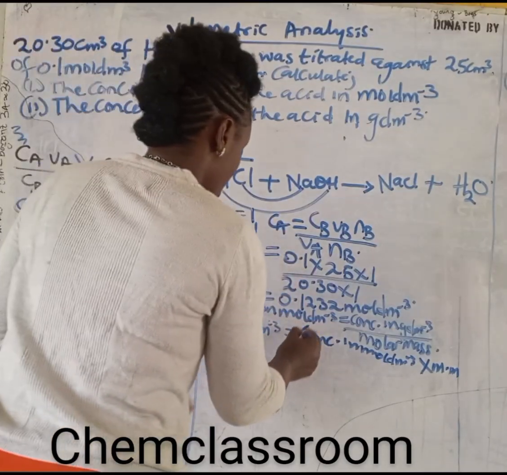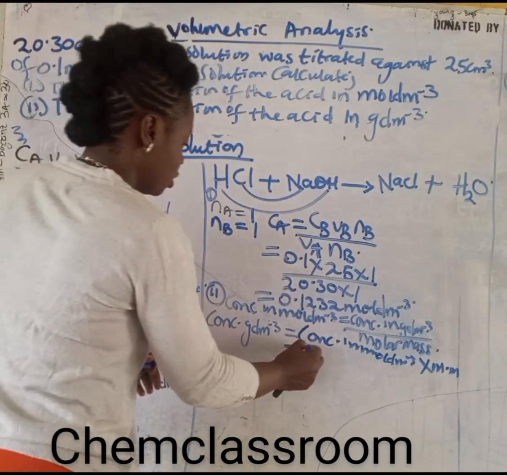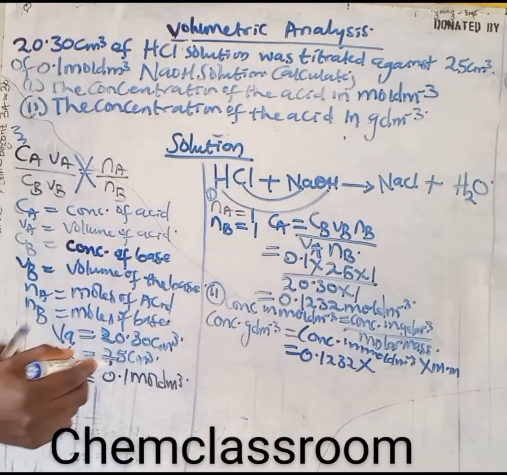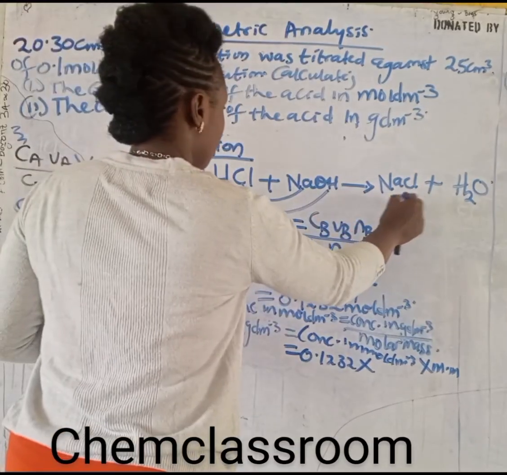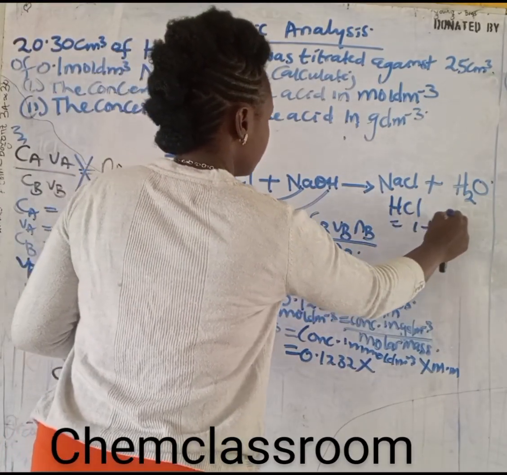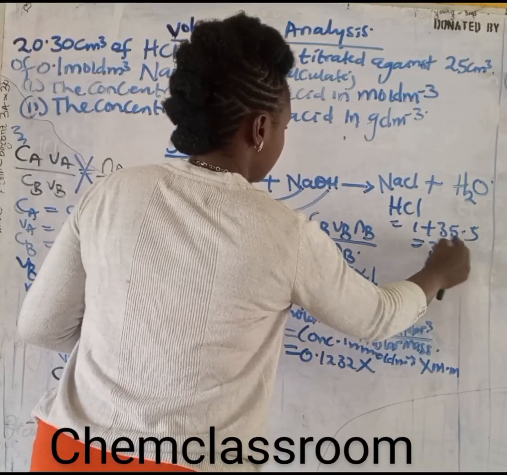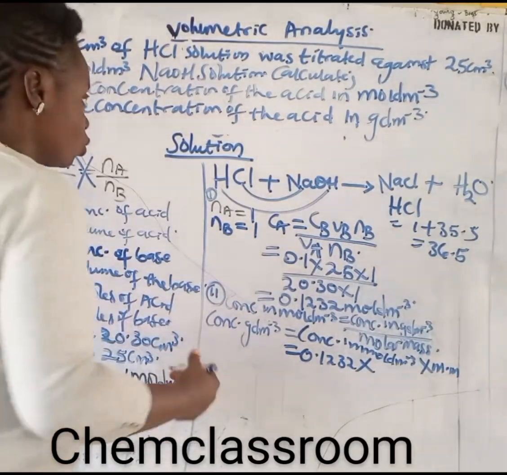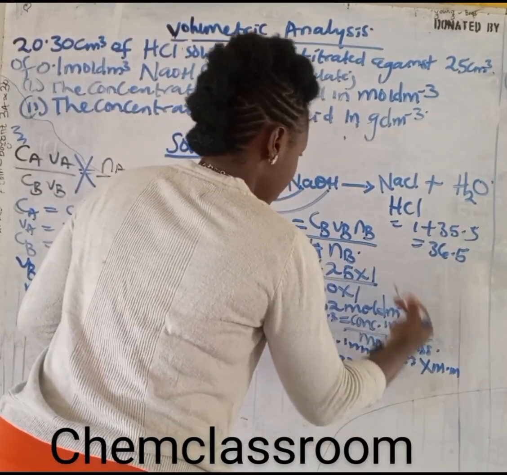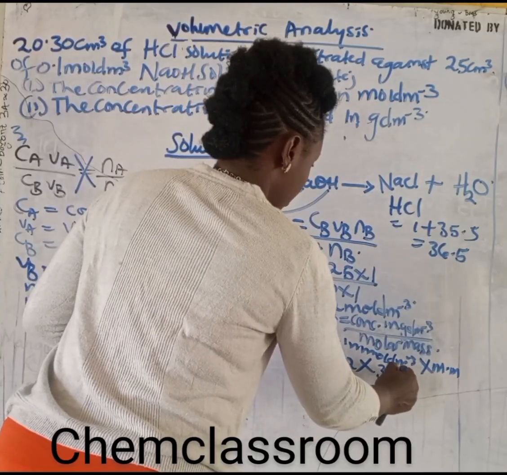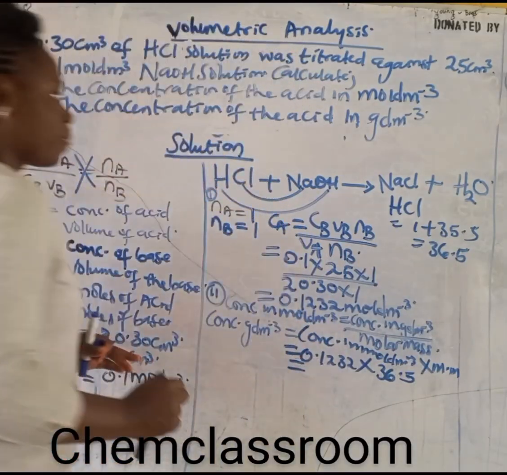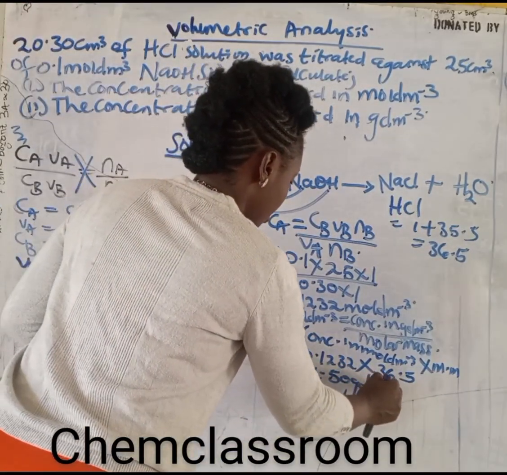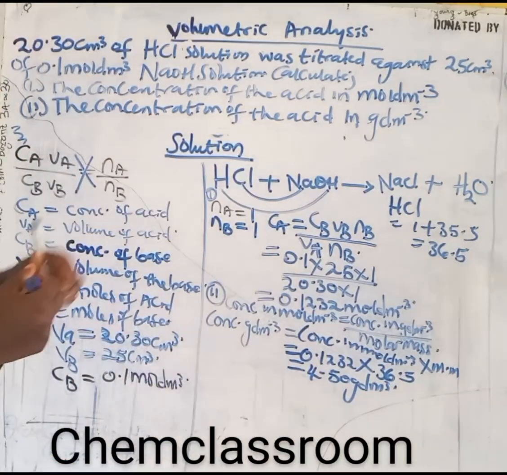The concentration in mole per dm cube is 0.123 multiplied by the molar mass of HCl. HCl is 1 plus 35.5, which gives 36.5. Most times, these are things we have done in the past, so I expect us to know how to calculate the molar mass of HCl. So in all, I'm expected to have 4.50 grams per dm cube.